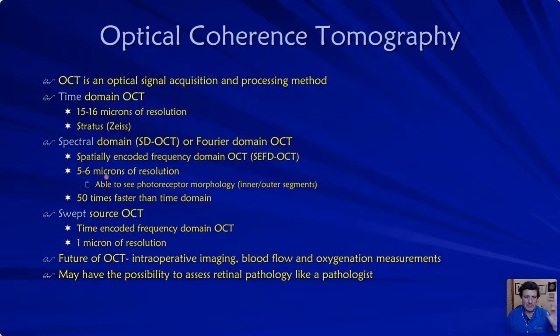So I say to the patient, this is really, really cool. An OCT can see 5 to 6 microns of resolution. That doesn't really mean much to the patient. We really don't work in the metric system as a society. We do in medicine.